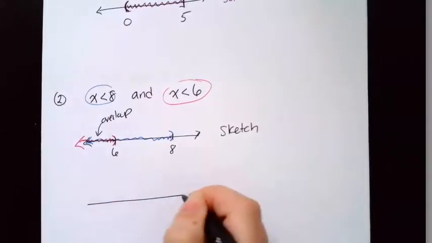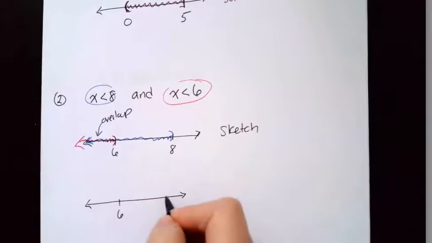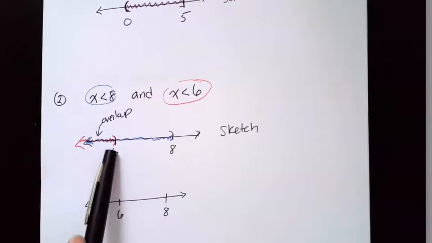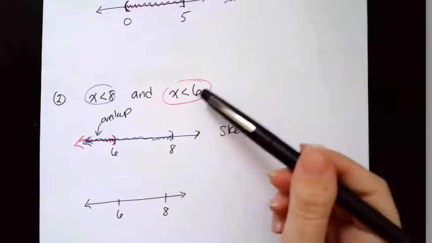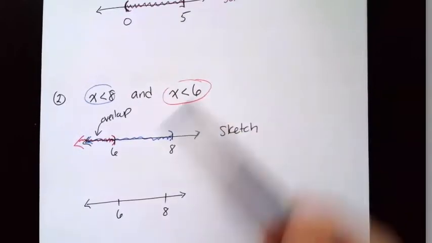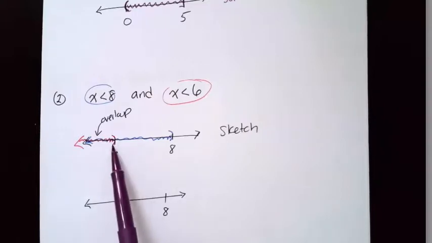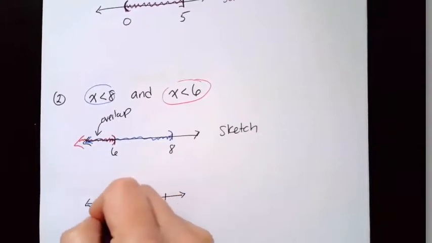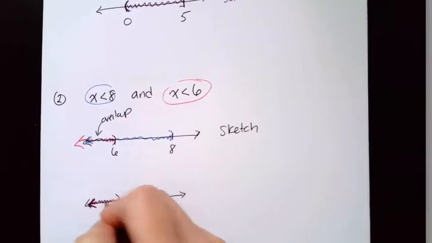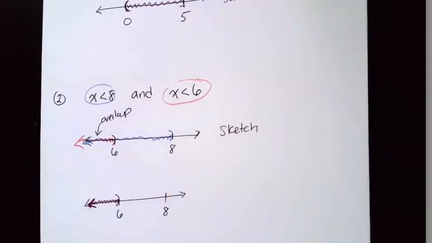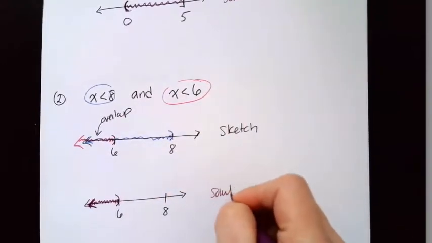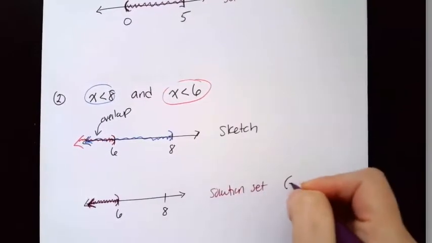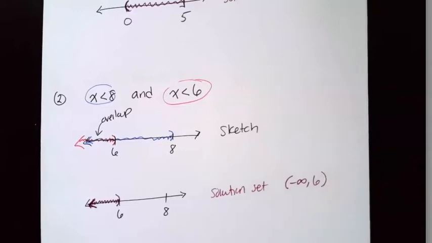So my actual solution set, there's 6, there's 8, is where are they overlapping? They're overlapping from 6 and smaller, not including the 6 because the 6 is not included in this inequality. So I'm using the symbol that I have at 6, the parenthesis, because it's not included, but I'm shading everything to the left of that. All of those values would work for both of the inequalities. So your solution set as an interval would be from negative infinity to 6, not including 6.